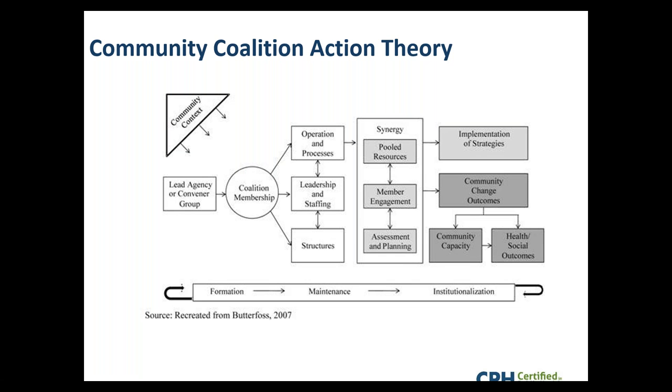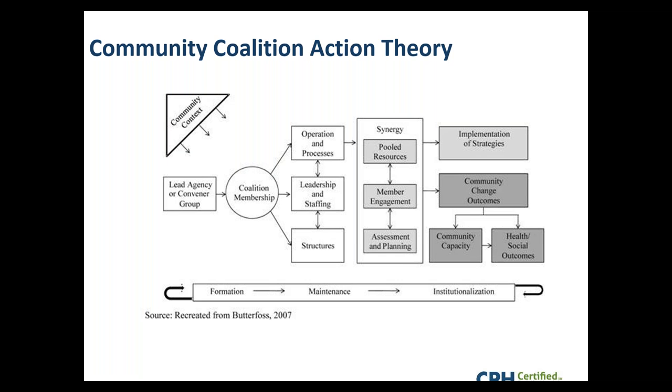And this is a visual model, which is great for conveying to your own coalition and also to external stakeholders really what the coalition collaboration looks like. It also can help when you're measuring collaboration. Sometimes we evaluate that. You can see here the community context, the leadership and membership, the processes and infrastructure, the relationships, called synergy in that box in the center. You can see to the right, implementation and outcomes.